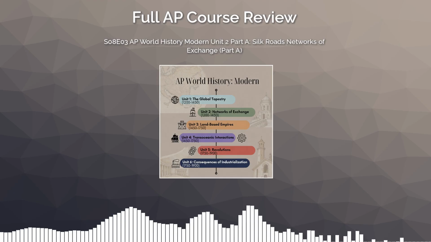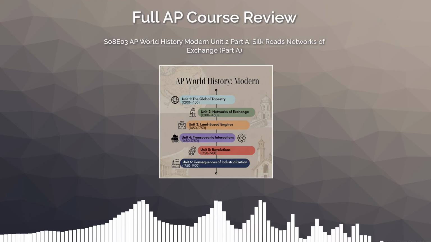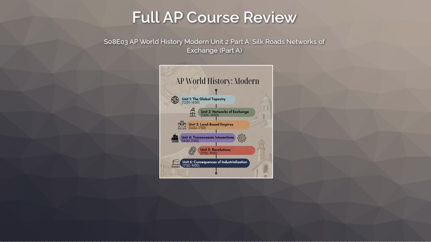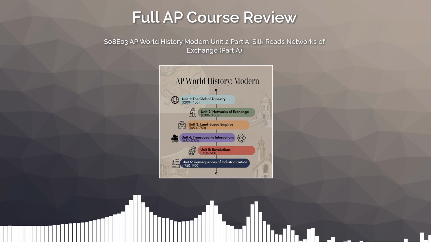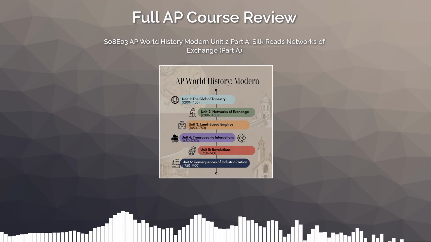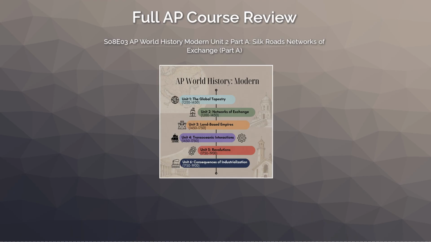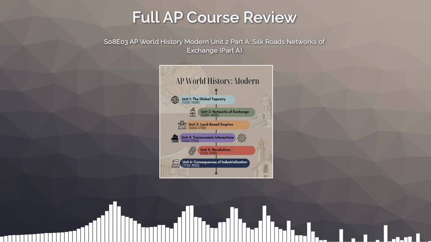Calicut illustrates a critical AP concept, the role of diasporic merchant communities. Arab merchants built mosques, settled permanently, and acted as cultural intermediaries. When the exam asks how Islam spread through the Indian Ocean network, Calicut is your case study. Merchants, not armies, carried the faith.